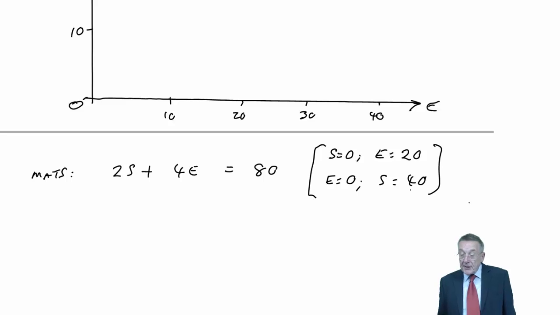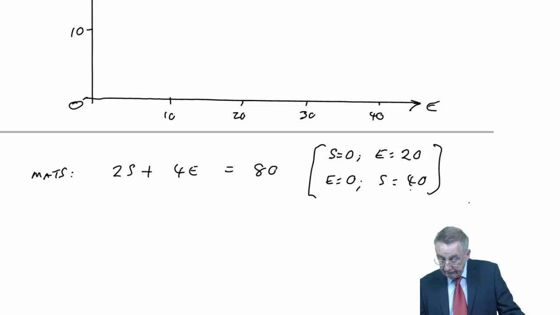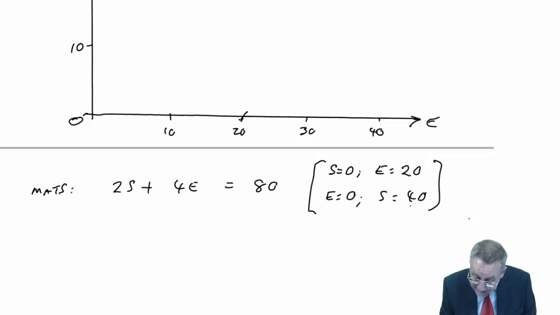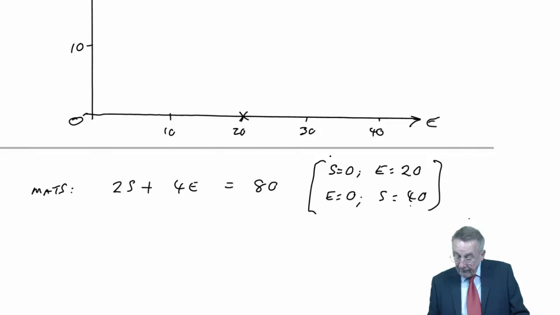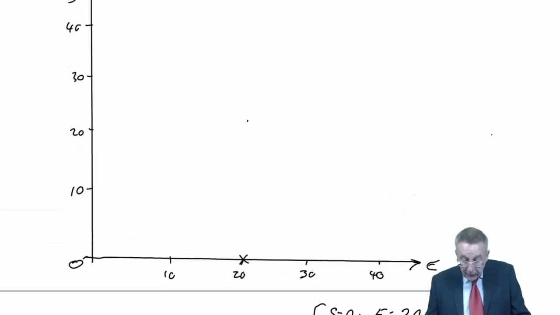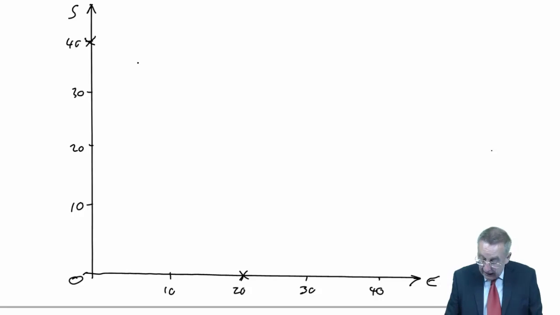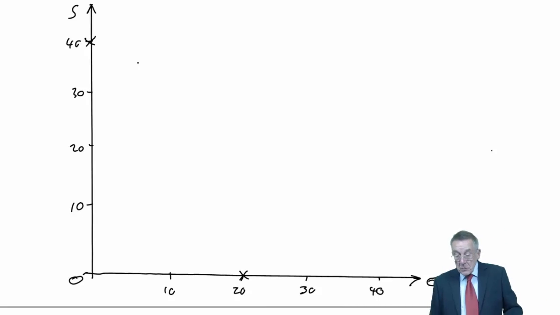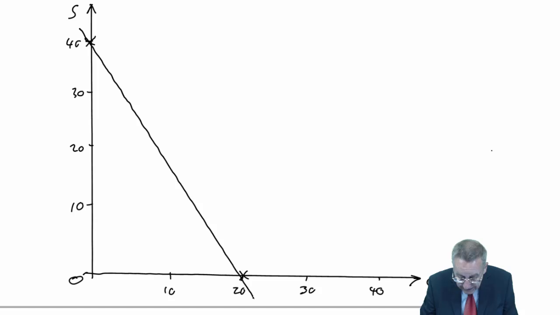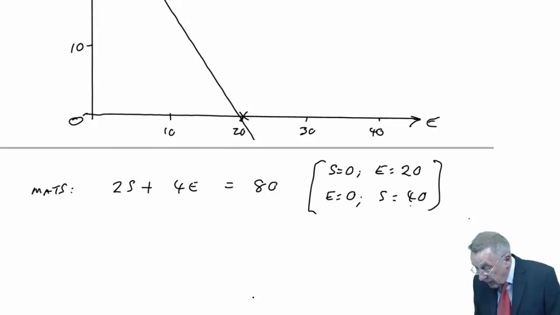So let me put those two points on the graph. S0, E20 is there. E0, S40 is there. And if I join them up, try and be neat, there's the graph of that equation, and it was materials, so I will label it materials.